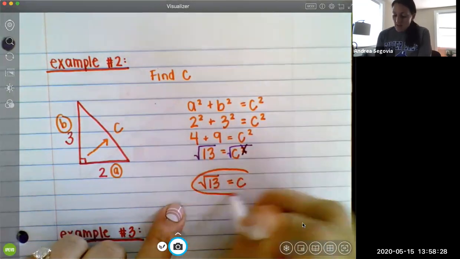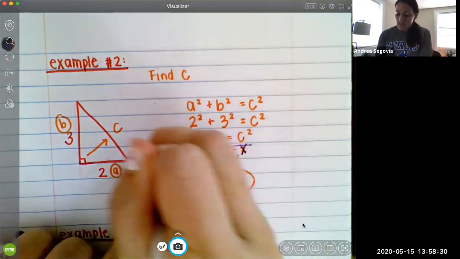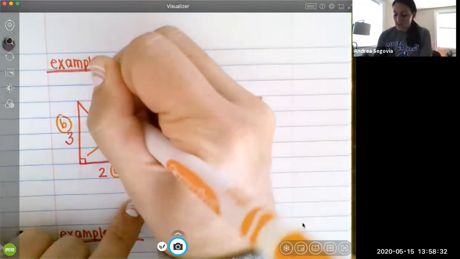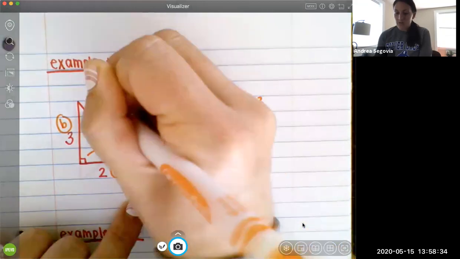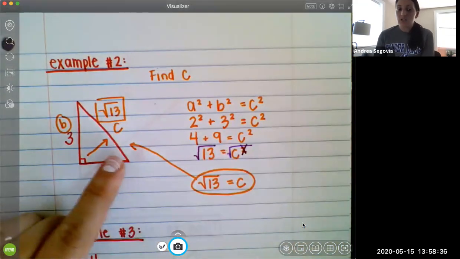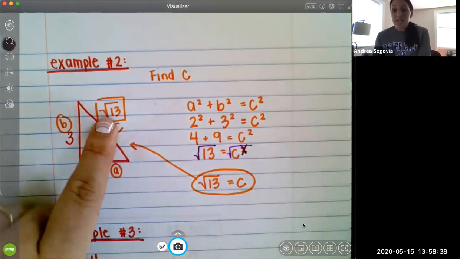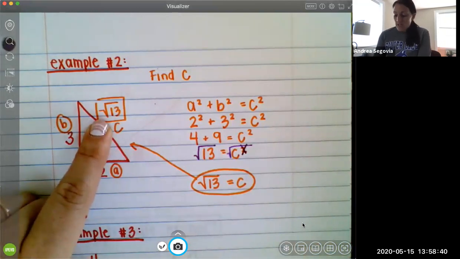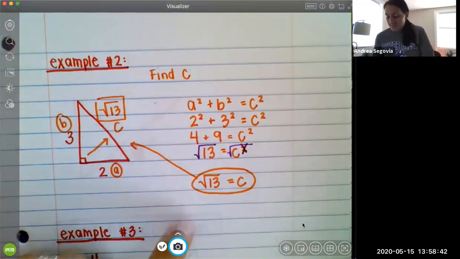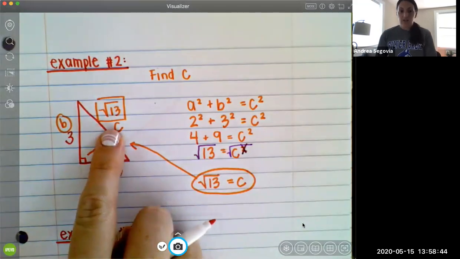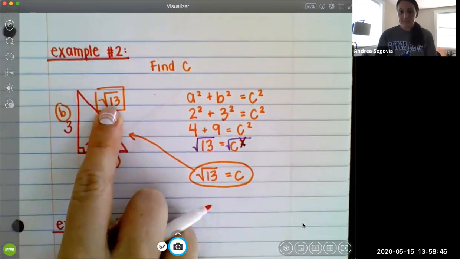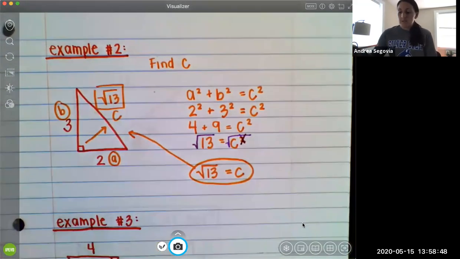And we're done. That tells us that the length of the hypotenuse is just the square root of 13. That can be your answer. It feels super strange, but it is accurate. So again, if I want to plug this in, I now know that my C value is the square root of 13. Okay, let's move on to another example.